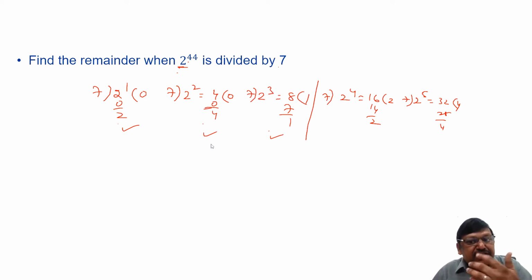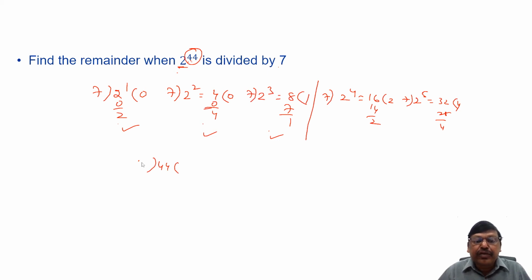Because every 3 places the remainder is repeating, we divide the power by 3. Why do we divide by 3? Because we have a cycle of 3 digits. Every 3 places is repeating. Divide 44 by 3. 3 fourteens are 42, remainder is 2. If the remainder is 2, the remainder of 2 squared will be our answer. 2 squared's remainder is how much? 4. That is our answer.